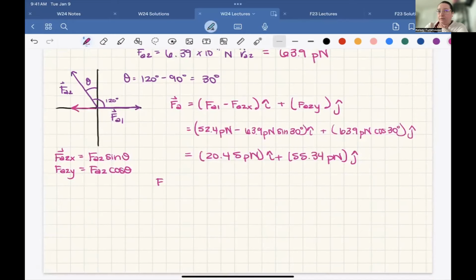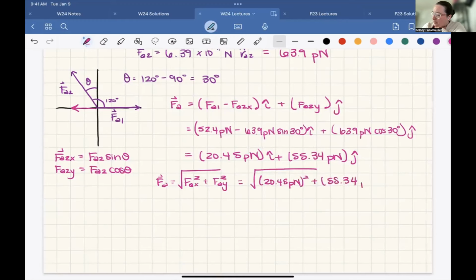So that's just where we do the square root of them squared and added together. So square root of FAx squared plus FAy squared. Square root of 20.45 piconewtons squared plus 55.34 piconewtons squared. And this gives us, for the net force on the astronaut, 59 piconewtons, which is again just 5.9 times 10 to the negative 11 newtons.